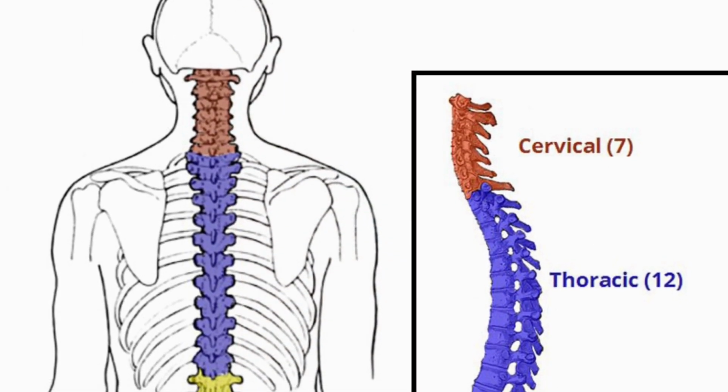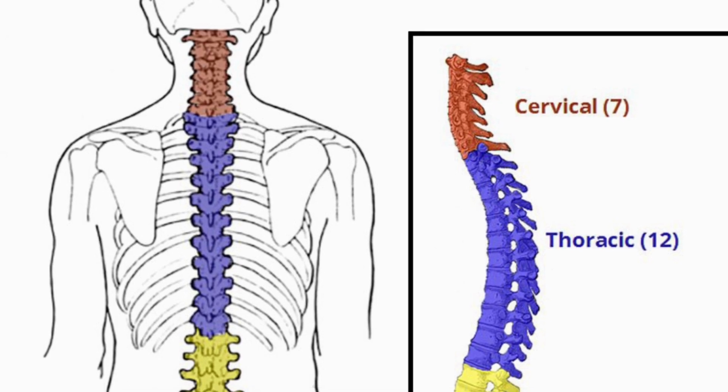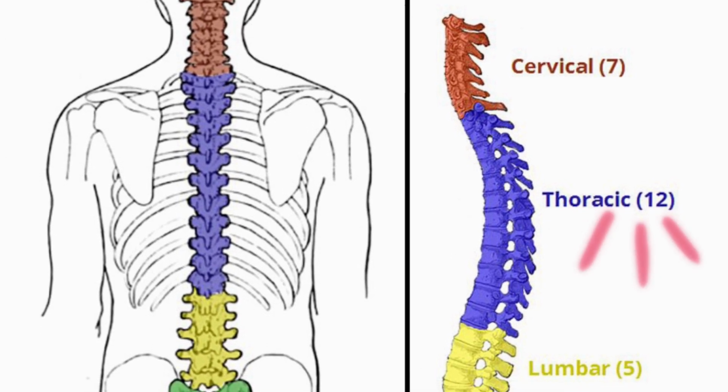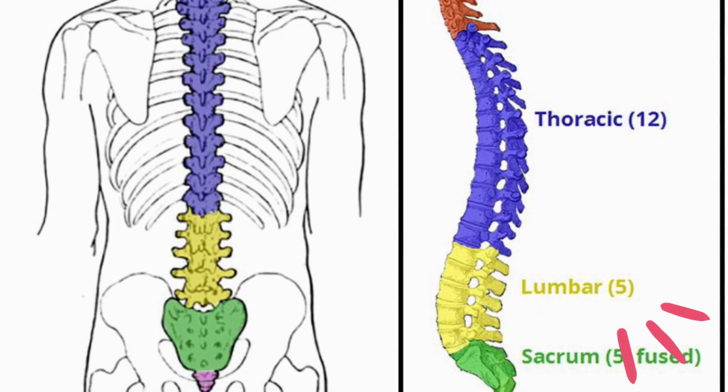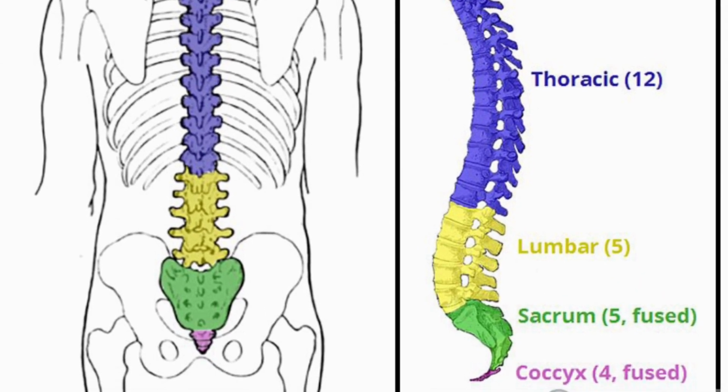The sections of the vertebral column are the cervical curvature, consisting of 7 vertebrae, the thoracic curvature, consisting of 12 vertebrae, the lumbar curvature, consisting of 5 vertebrae, the sacrum, and the coccyx.